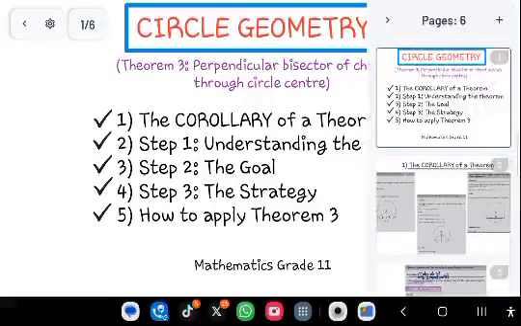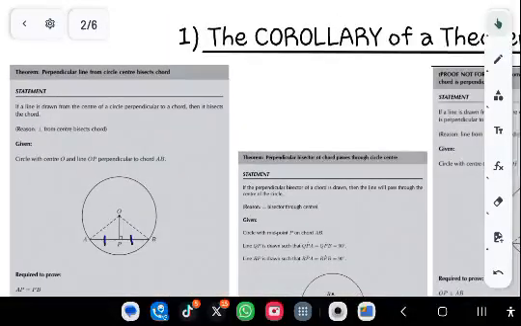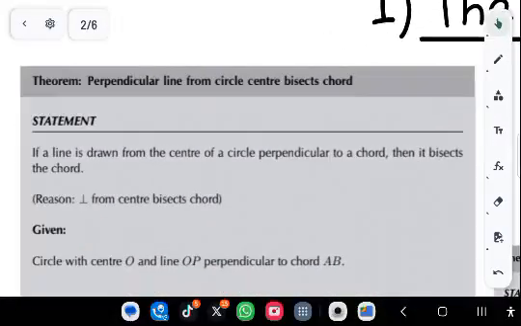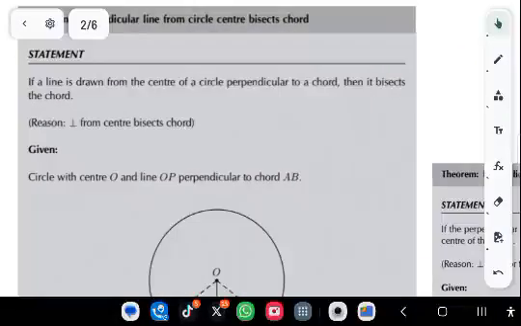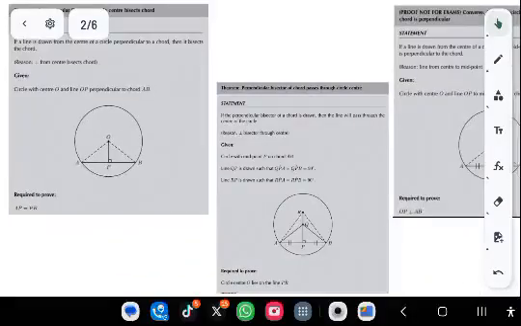Number 5, we're going to look at how to apply this theorem, looking at questions from past exam papers. Let's start. Before we do anything, let's look at a corollary and how it is related to both the theorem and the converse. Remember, theorem 1 is the one that we started with. That's the main theorem, the theorem that says perpendicular line from center bisects chord. So basically, we're told that if a line is drawn from the center of the circle perpendicular to the chord, then it bisects the chord in a circle.